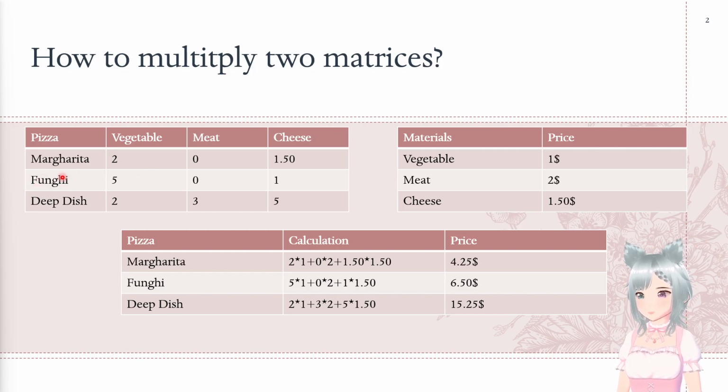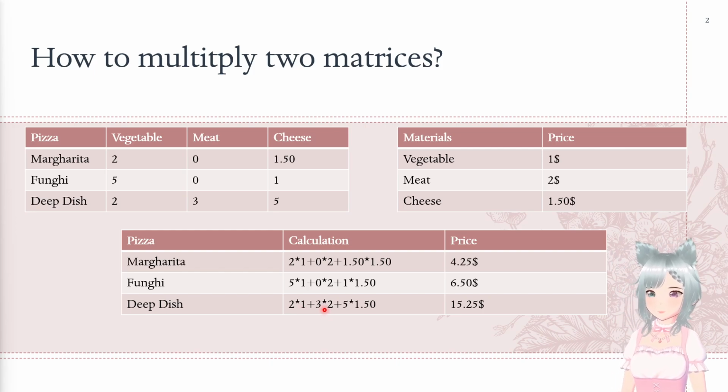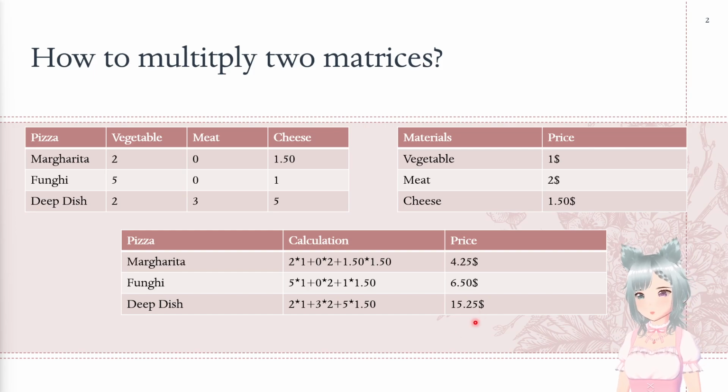Then for the fungi pizza, we have 5 times 1, that's 5, 0 times 2, that's 0, and then 1 times 1.5, so we have $6.5 per fungi pizza. And for the deep dish pizza, it's 2 times 1 plus 3 times 2, so that's 2 plus 6 plus 5 times 1.5, that's 7.5, so we have $15.50 per deep dish pizza.